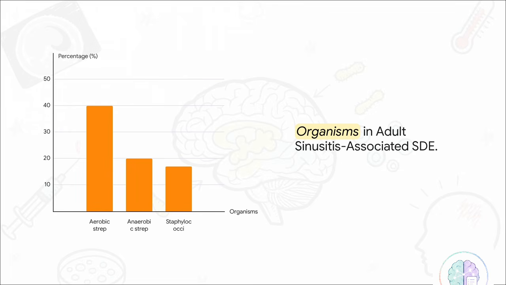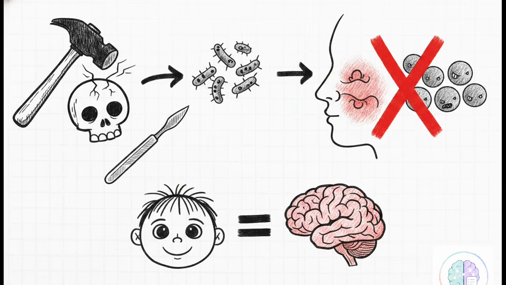It accounts for about 30 to 50% of cases. This is followed up by microaerophilic and anaerobic strep at around 20%, and staphylococci at roughly 17%. However, if the subdural empyema is caused by trauma or a recent neurosurgery, the microbiological profile completely flips on its head. In those cases, Staph and gram-negative species absolutely dominate.